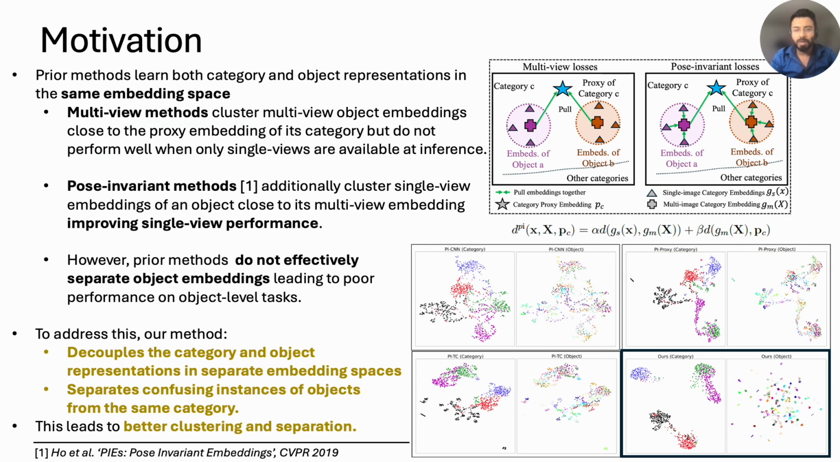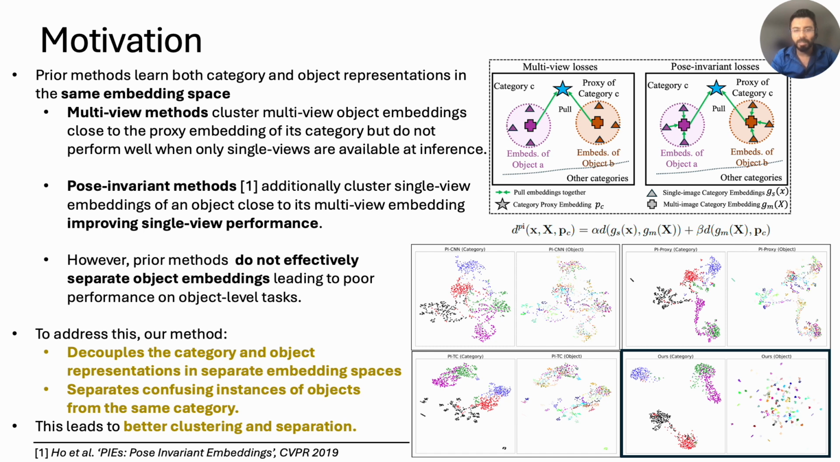Prior work focused primarily on learning category-specific embeddings with the object-to-object variations within each category captured within the same embedding space. Specifically, prior pose-invariant methods cluster single-view embeddings of an object close to its multi-view object embedding, which is then clustered close to the proxy embedding of its category. However, prior methods like PiCNN, PiProxy, and PiTC do not effectively separate the object embeddings as can be seen in the UMAP visualizations, and hence they do not perform well on object-level tasks.